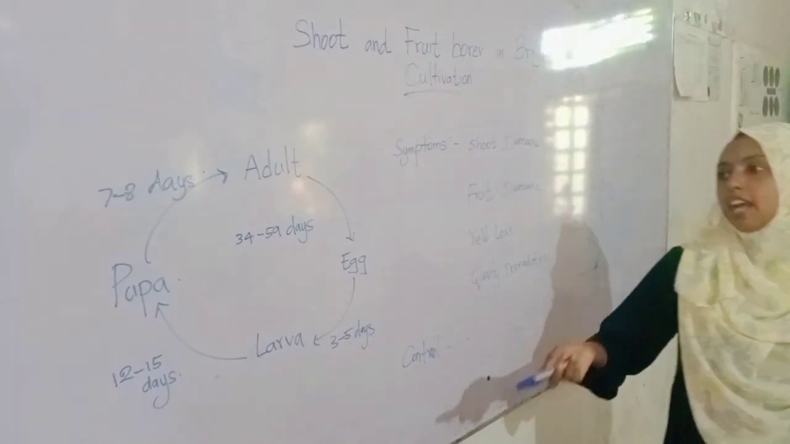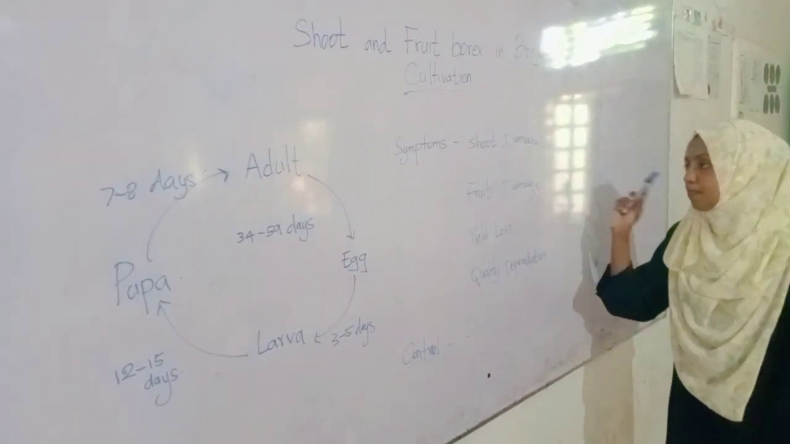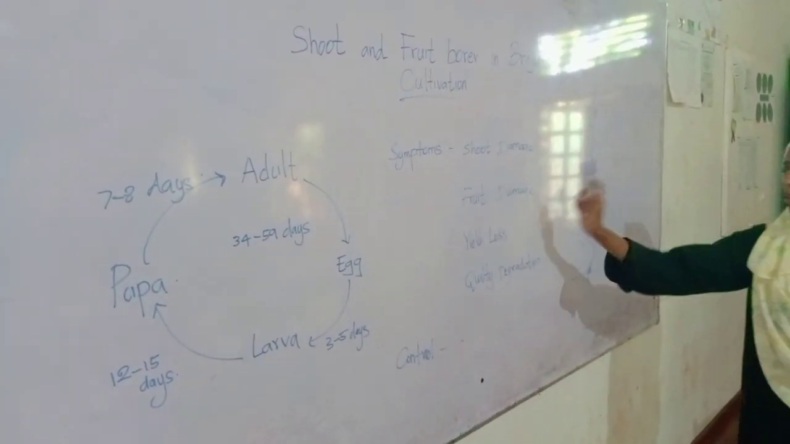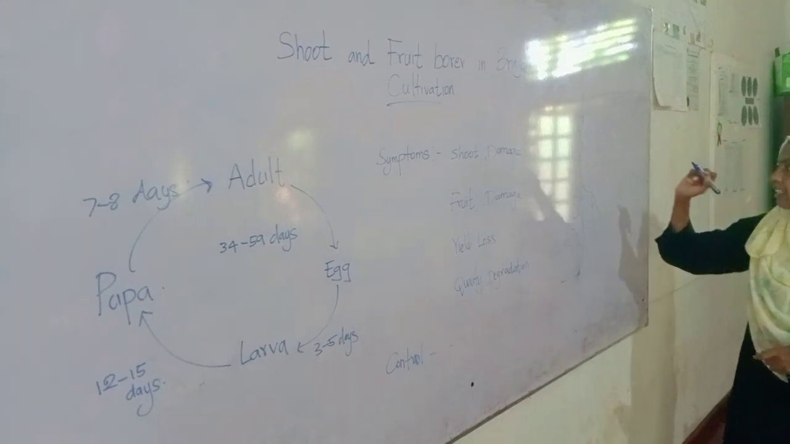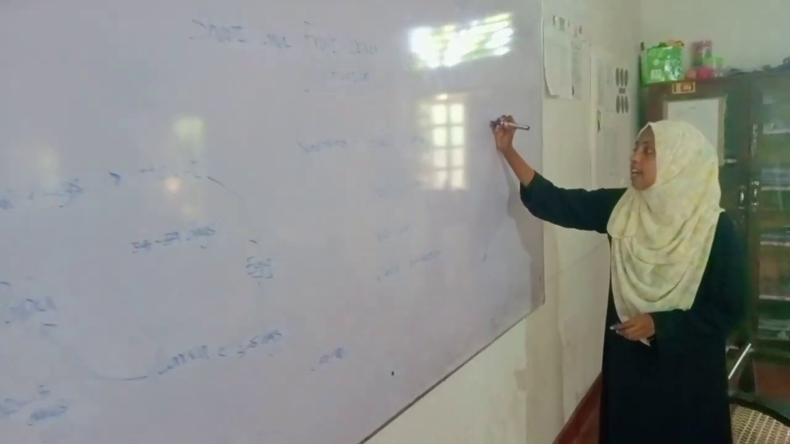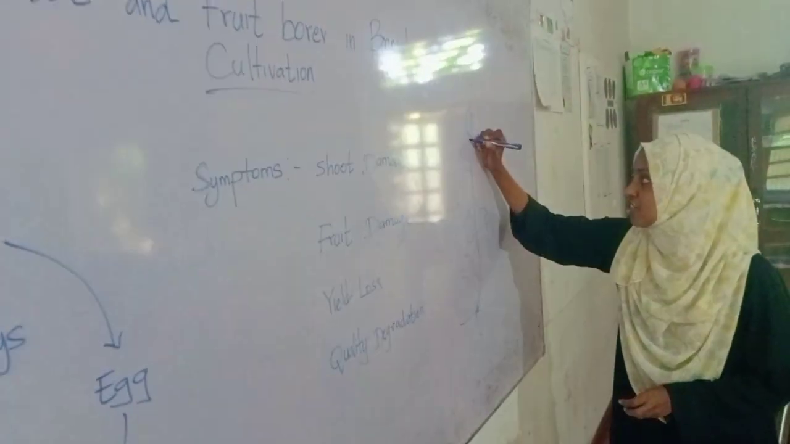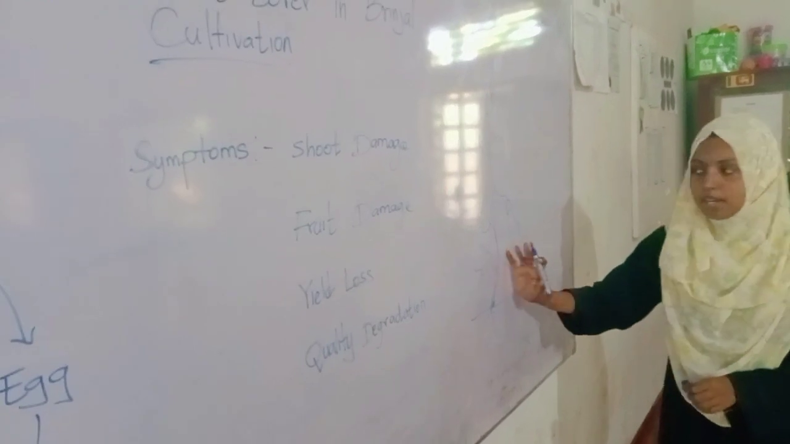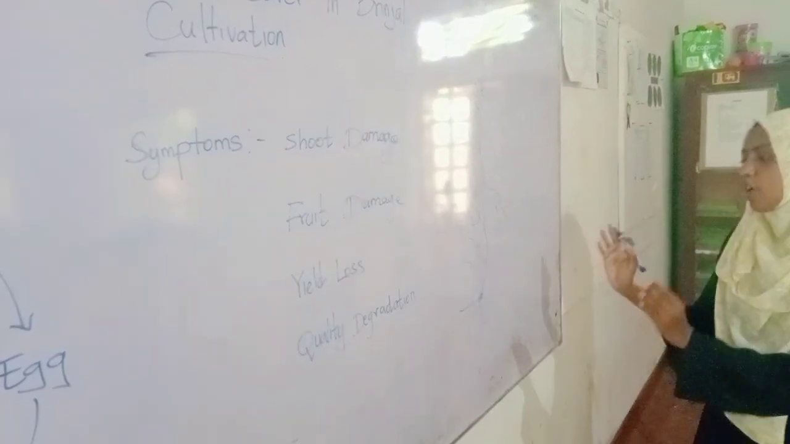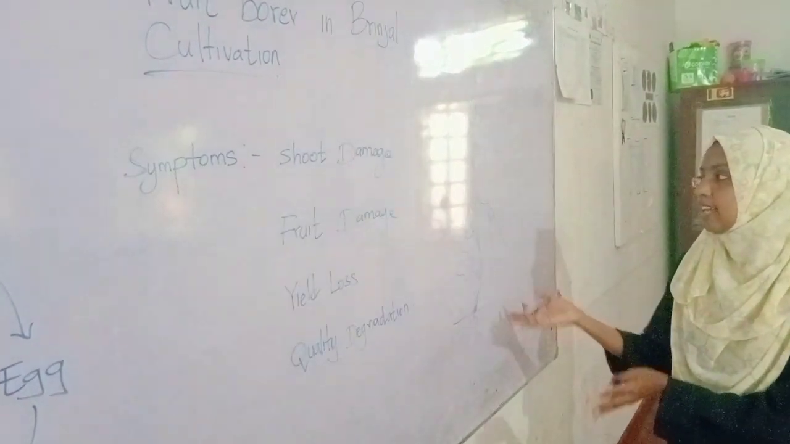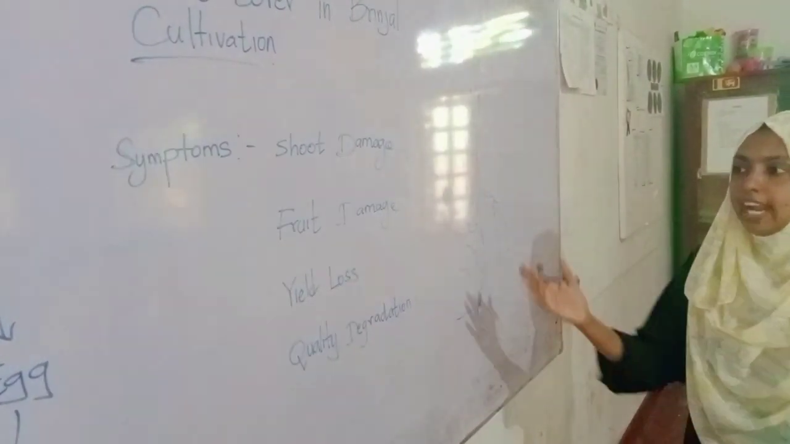There are many symptoms in brinjal cultivation. The first is shoot damage. Shoot damage is primarily damage on the shoots and buds of the brinjal. We can see stunted growth, meaning overall poor plant development, and the plant does not produce branches. Another one is fruit damage.